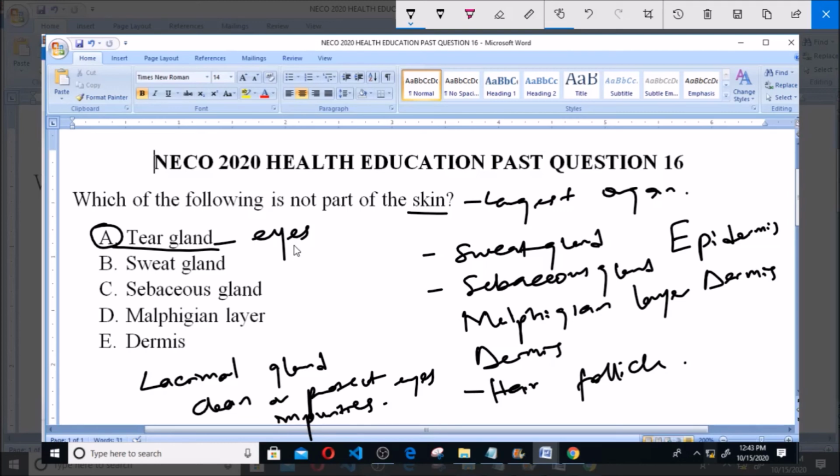So tear gland is found in the eyes, and therefore it is not found in the skin, making it the answer to this question. So tear gland is not part of the skin.